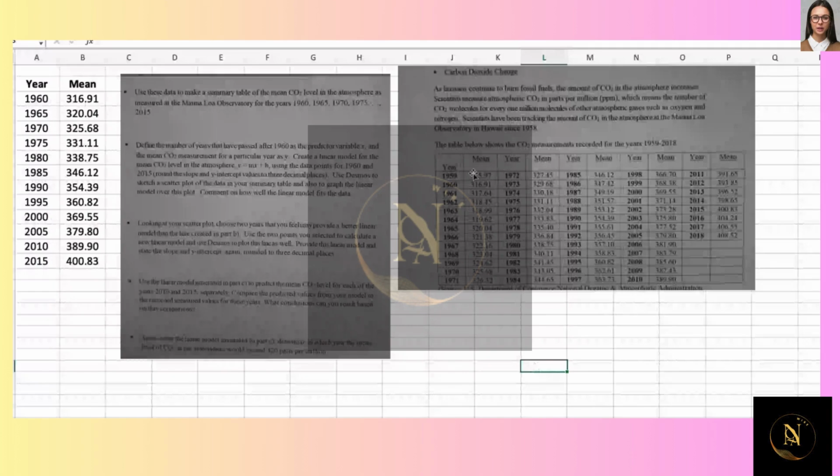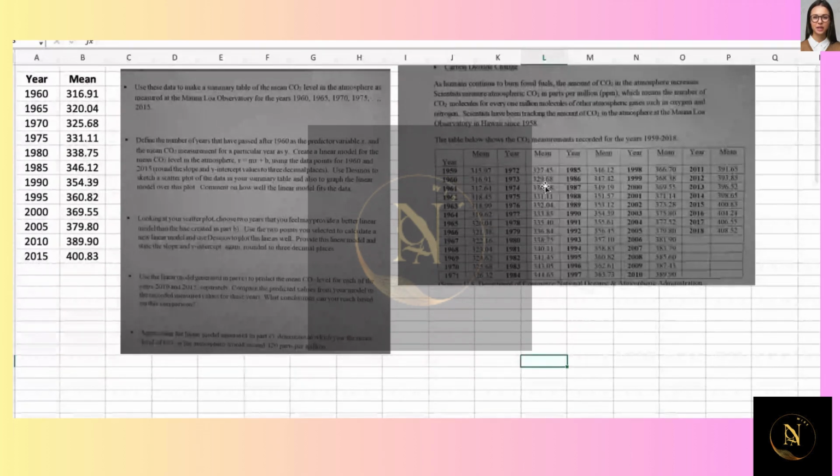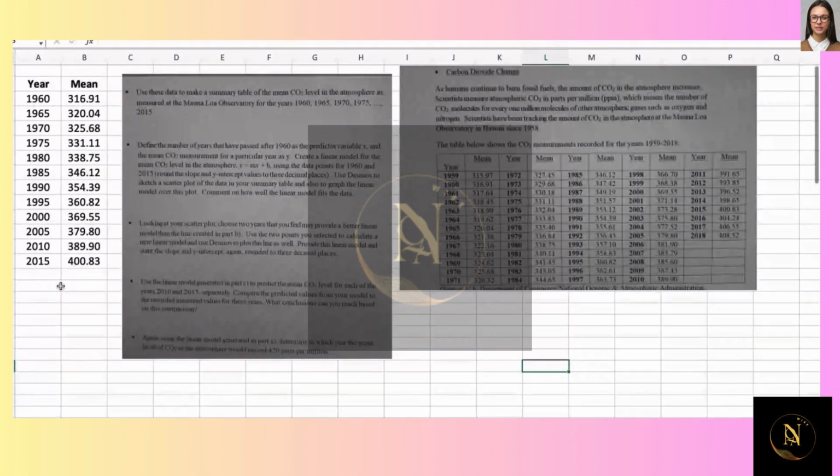So here's the table that you had provided, and it says that you need help answering these questions. It says use the data to make a summary table of the mean CO2 level in the atmosphere as measured at the Mauna Loa Observatory for the years, and it wanted you to do it for every 5 years. So I took the data from the table and made it into a table for every 5 years, and I'm using Excel to help you find this.